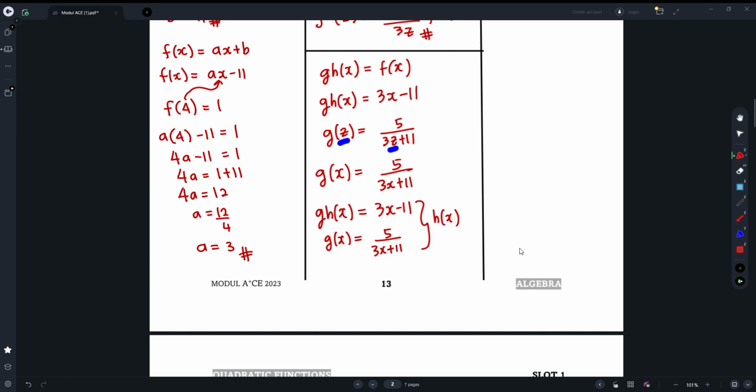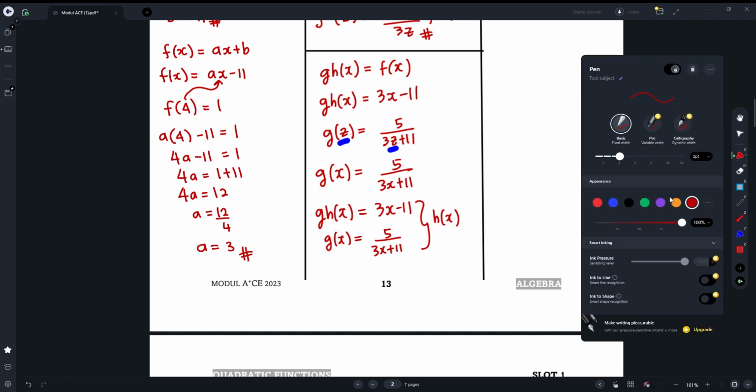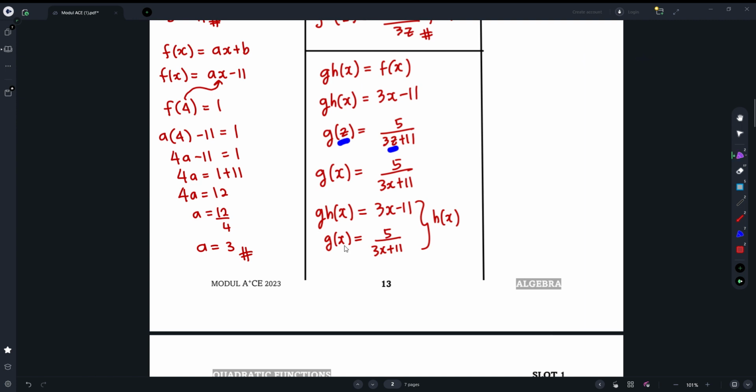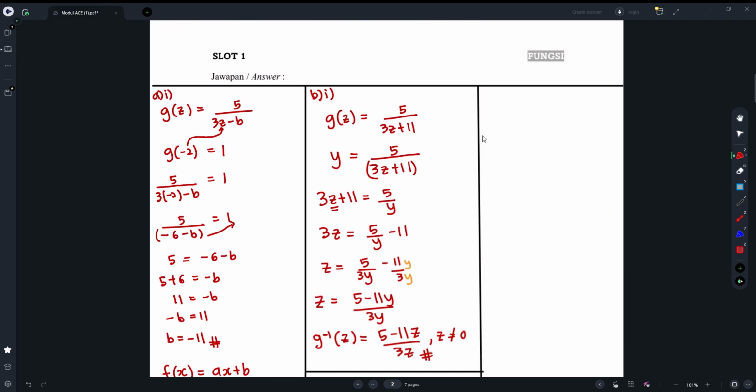This is a very simple composite function in which we need to find the h(x) in the middle. Usually for this kind of question, we replace the x in this equation with h(x). So we put h here, and automatically here also becomes h. So we can conclude that gh(x) is equivalent to 5 over 3h(x) plus 11. Let me write it down nicely. Sorry for the trouble.